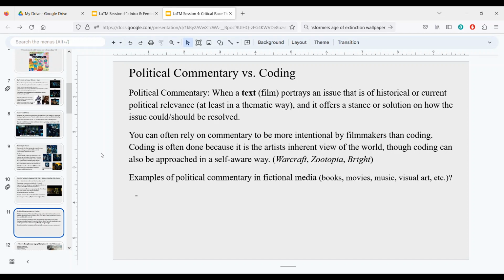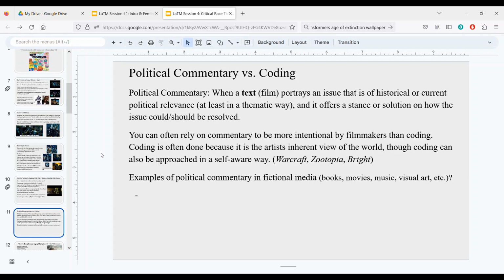Political commentary tends to be more intentional by filmmakers than coding. Coding is then often because it is an artist's inherent view of the world, though coding can also be approached in a self-aware way, like Warcraft, Zootopia, Bright.